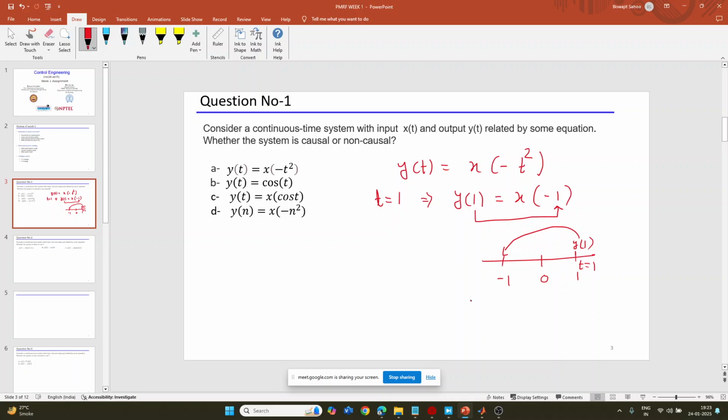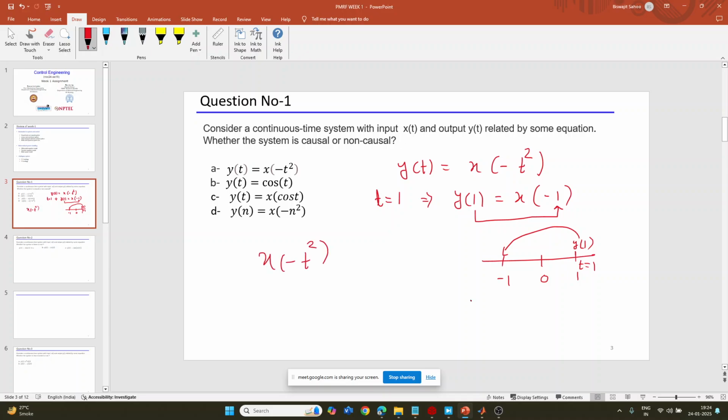Let the class be interactive; I don't want you to be bored. Is it a causal system, right? Let me give another example. You should not convince yourself by looking at just one point of time. You have to think about the broader aspect of the question. Sir, I have one doubt: the minus t square comes out as minus 1, no? You have to place x of minus t square.